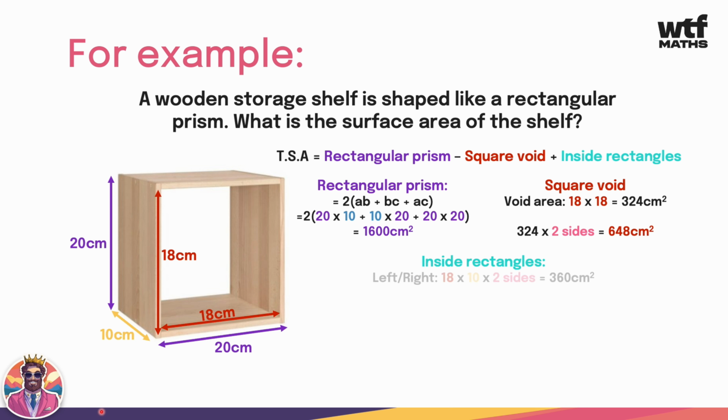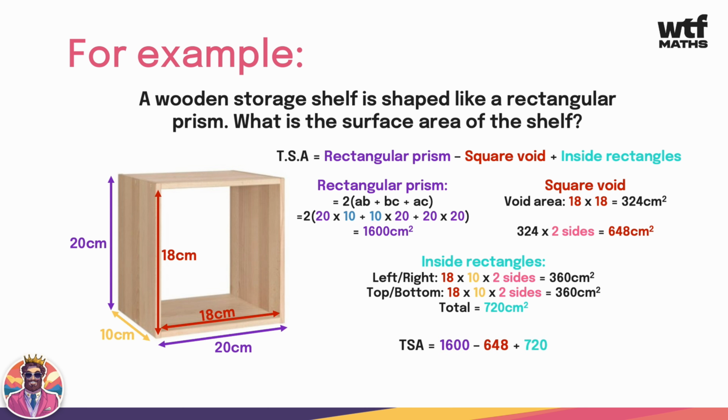So for the inside rectangles, it's going to be 18 centimeters by 10 centimeters. So this one here is going to be 18 centimeters high times 10 centimeters this way, and there's two of them. And also the bottom is going to be 18 centimeters by 10 centimeters as well. So that added to 720 centimeters squared. So overall, to find the total surface area of this box, we're going to take the original 1600, take away 648, and then add 720. And this will give us 1,672 centimeters squared.